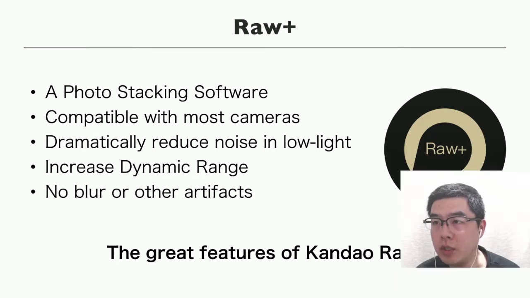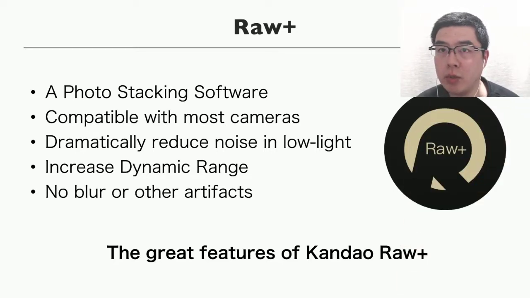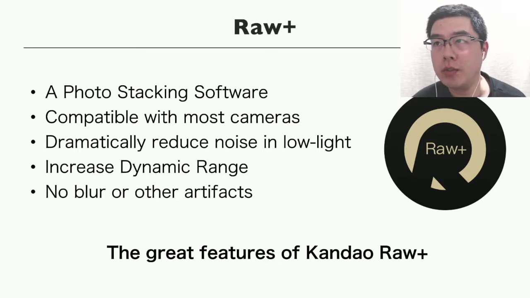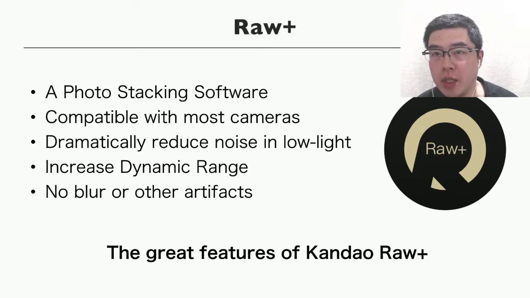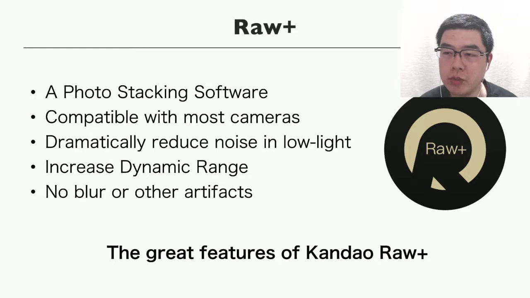The great feature of Canon RAW+ is that it is a photo stacking software, and different from Photoshop, it is an irregular photo stacking software. It is compatible with most cameras and could dramatically reduce noise, especially in low light. At the same time, it could help you increase the dynamic range without the blur or other artifacts that normal photo stacking software will have. So those are the great features of Canon RAW+.